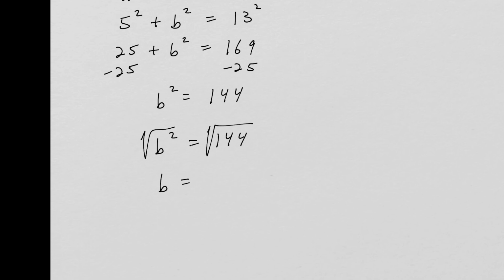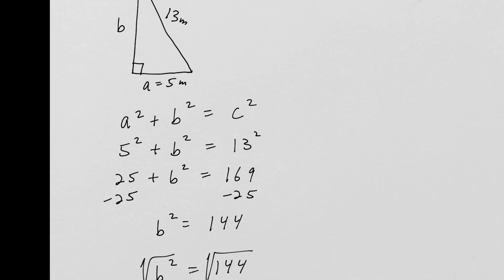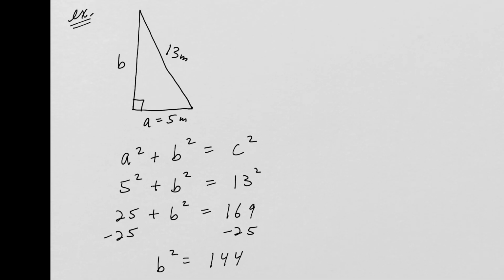Again, this is nice, right? 144 is a perfect square, so it's going to be 12, because 12 times 12 gives us 144. So this will be 12, and it has units of meters. So the length of that last leg was actually 12 meters. Okay. If your answer is not a perfect square, just plug it into your calculator to estimate it.